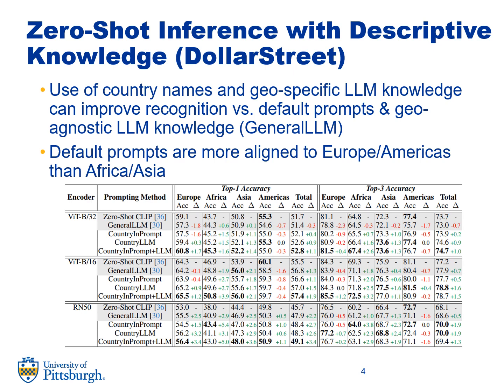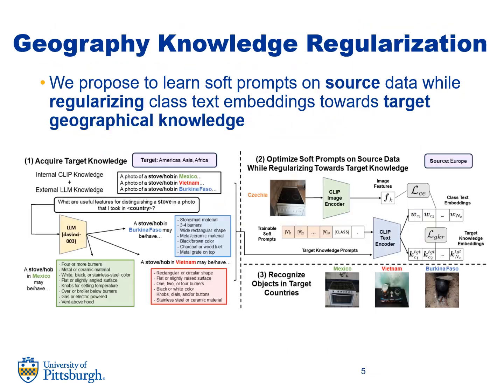We find that the use of country names and geospecific LLM knowledge, especially together, can improve recognition versus default CLIP prompts, as well as a general LLM baseline where we prompt an LLM for object knowledge independent of geography. Gains are most prevalent for Africa and Asia, suggesting that default prompts may be less aligned to these regions than to Europe and the Americas. A high prevalence of Europe and Americas data in training can also explain greater default prompt alignment.